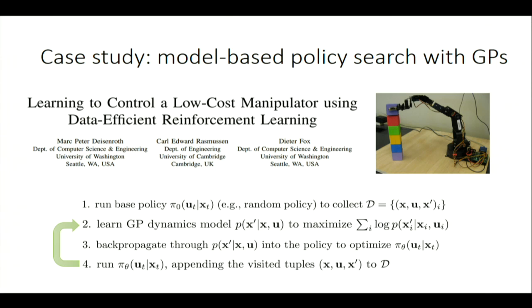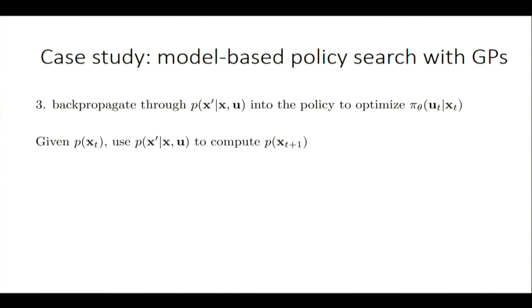So this is the algorithm that they're going to use. It's very much like this version 2.0 model-based RL algorithm. And the main trick in this method is step 3, backpropagating through your Gaussian process dynamics into the policy to compute pi theta of u given x. So the problem with this step is that if everything is stochastic, if the Gaussian process is a stochastic model of the dynamics, and the policy is a stochastic distribution over actions, the challenge is that you need to compute these state marginals, because you need to minimize the expectation of the cost under those state distributions.